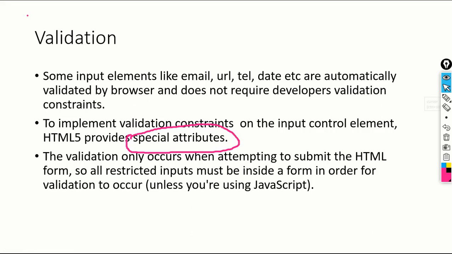Okay, so to implement validation on a form element, we need to mention all those elements within the HTML form. Okay, else validation will not occur. See, there are three different ways to provide validation. What are those three different ways? Let me tell.